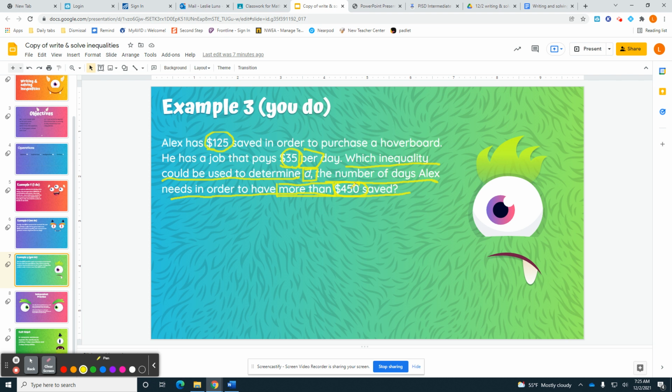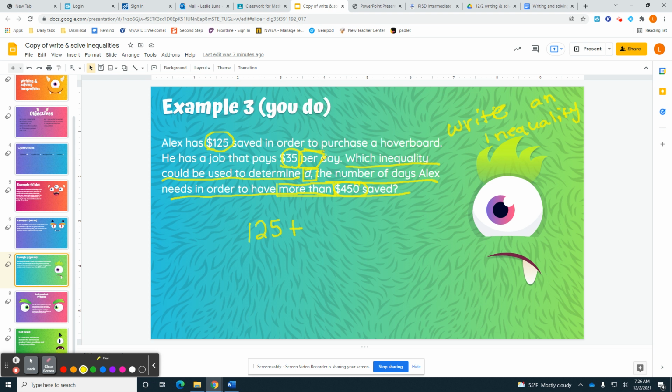Okay, so again, it says which inequality, we're going to write an inequality. Okay, so if Alex has 125, is that a positive or a negative? That's a positive. He has $125. And then it says he has a job that pays $35 per day. So is he going to be adding that to the money he already has or subtracting it? If you said add, that is correct.